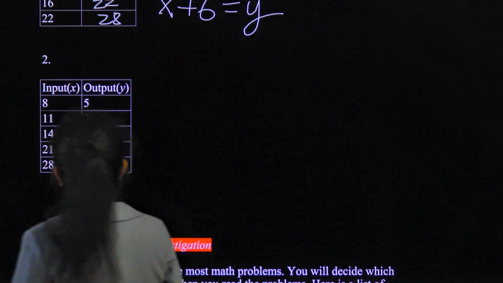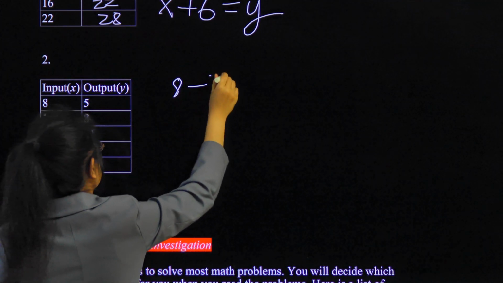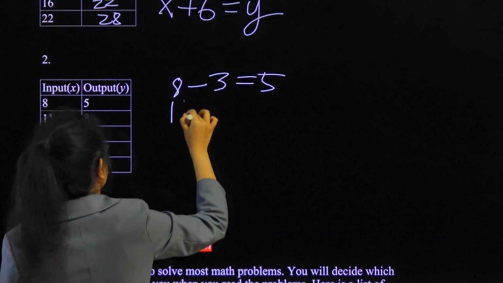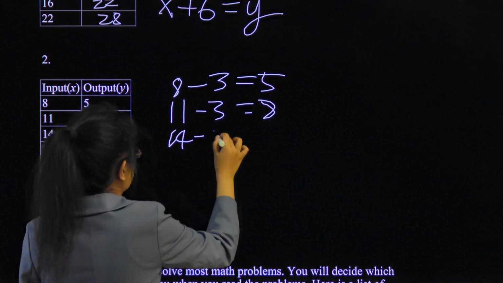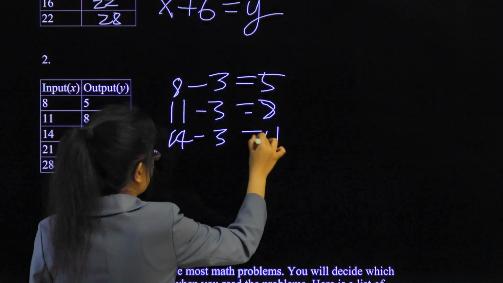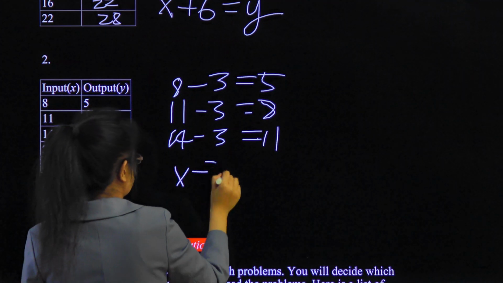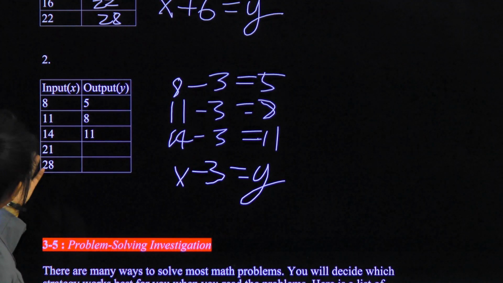Input 8, output 5. So 8 minus 3 equals 5. And we take a look and we get 11 minus 3 also equals 8. And 14 minus 3 also equals 11. Therefore, the rule would be x minus 3 equals y. Now over here, x is 21.